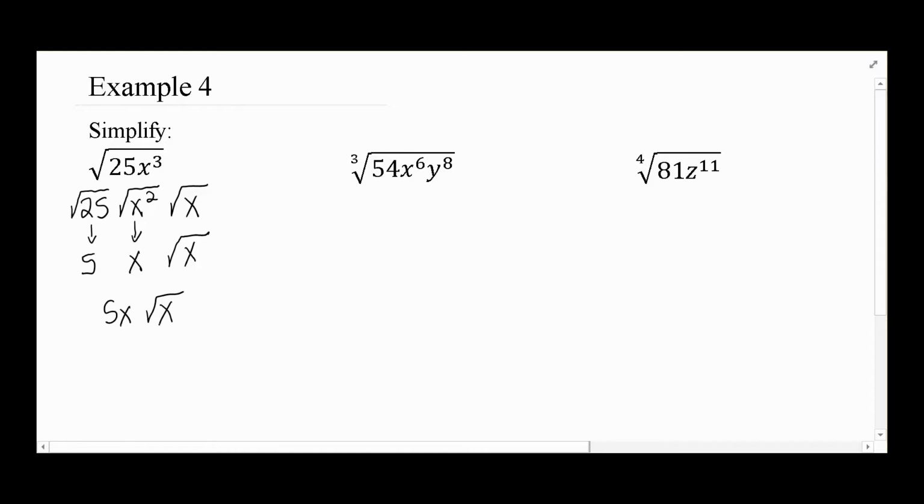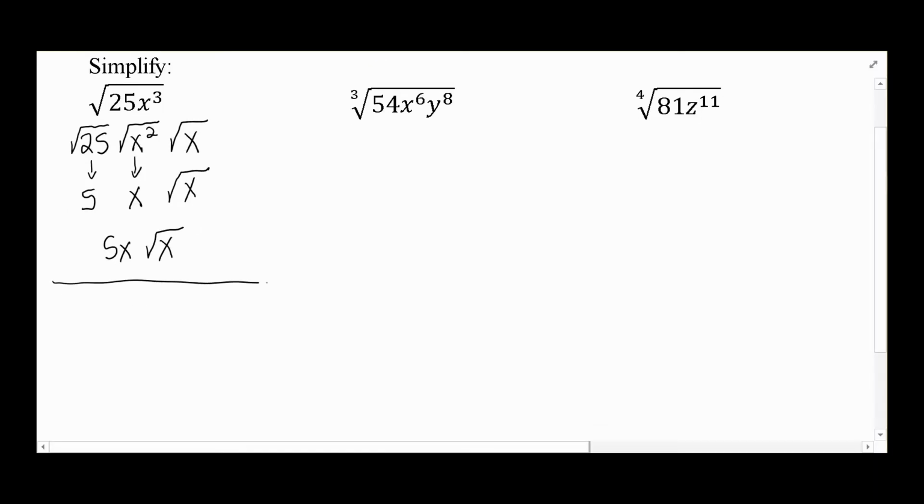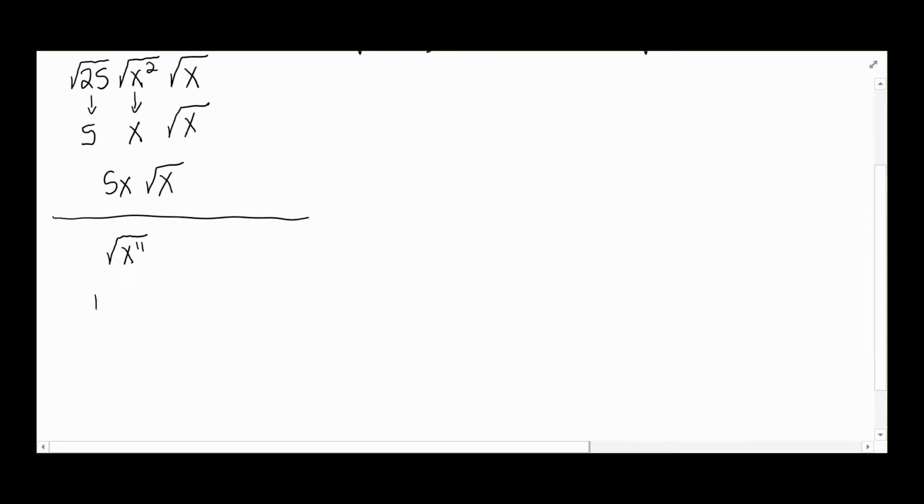Now I do want to talk about one other quick example just to point out because variables can get a little bit tricky. So let me just talk about a variable problem real quick. Suppose I had the square root of x to the 11th that I wanted to simplify. And I want to break this up as a perfect square and whatever's left. Now one of the errors I see people make when doing this is I see people write x to the 9th x squared because 9 is a perfect square. Well, 9 is a perfect square, but x to the 9th is not a perfect square. So this is not what you want to do.